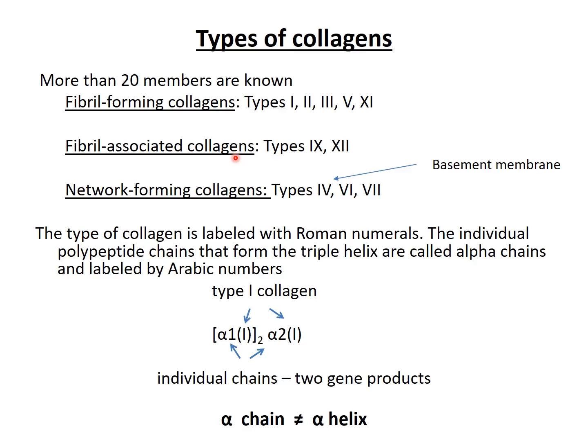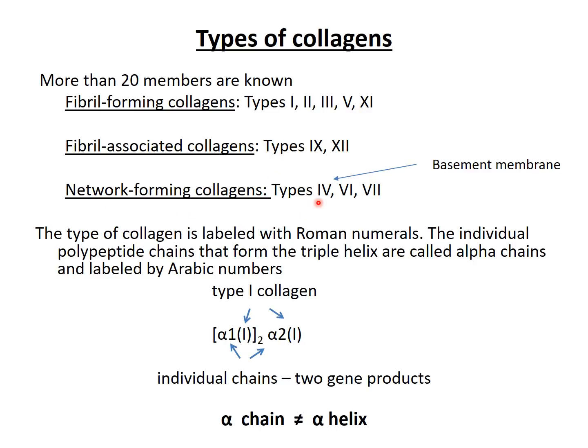Fibril associated collagens means that when these fibrils are formed, these types of collagen, collagen type 9, collagen type 12, can bind on the surface of these fibrils. They modify the surface and they are playing a very important role in binding these collagen fibrils to another molecule of the extracellular matrix. So they build further the matrix.